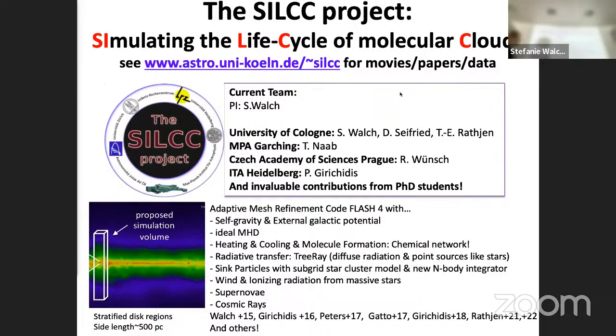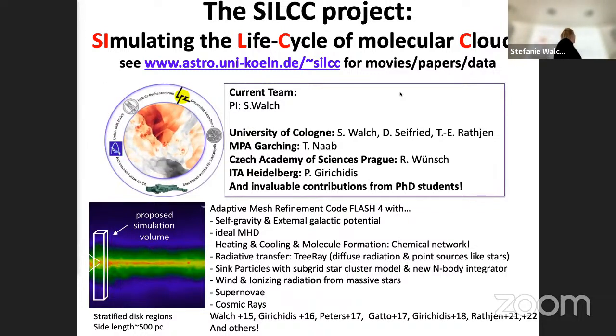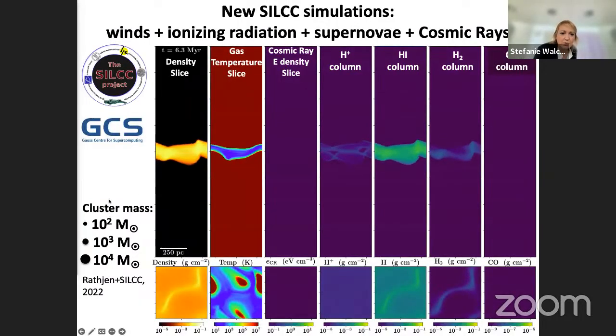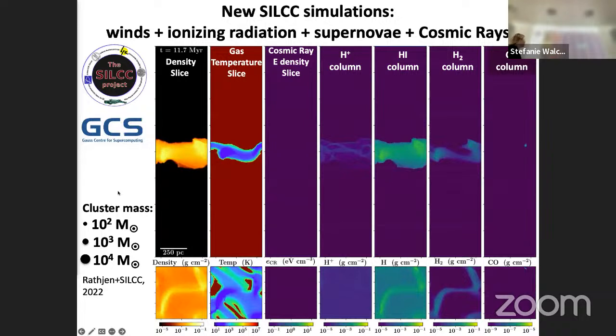Once there is a supernova, we also inject cosmic rays. So typically 10% of the supernova energy is assumed to go into cosmic rays. And these are then developed using an anisotropic advection and diffusion scheme. And so now let me show you just one example. So what you see here is a typical simulation.